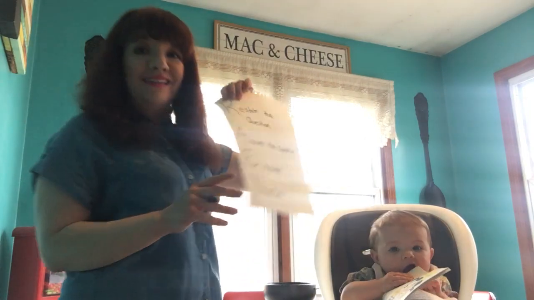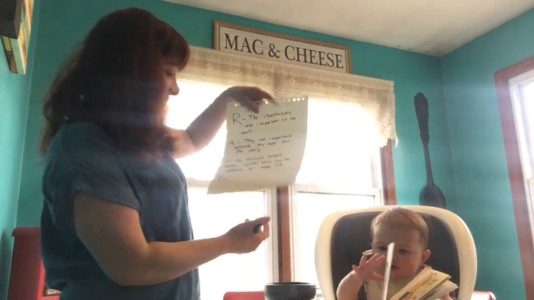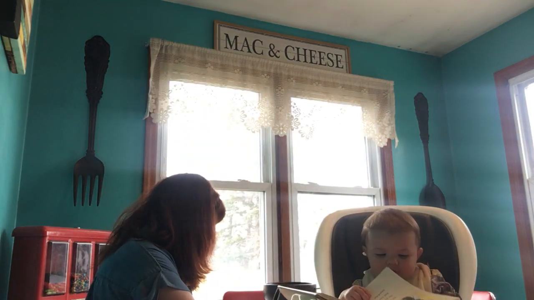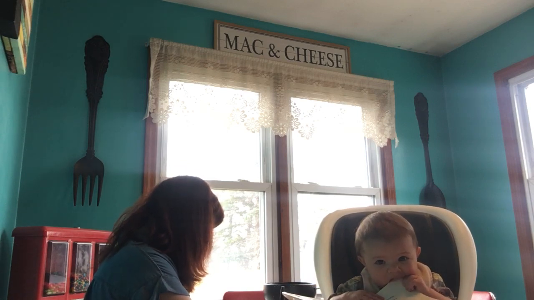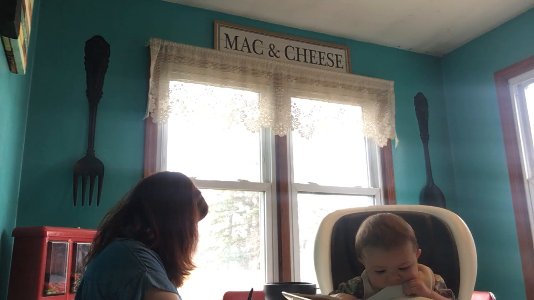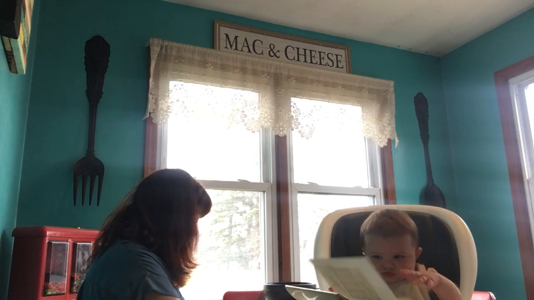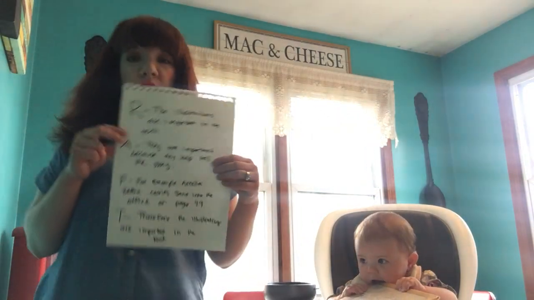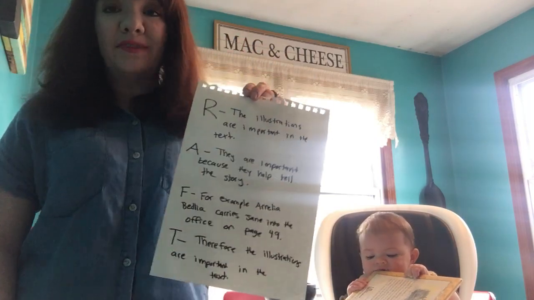The last step is therefore. Now when we're writing therefore, we're just kind of wrapping it up. We're taking that beginning restate and putting it here at the bottom. So, therefore, the illustrations are important in the text. Therefore, the illustrations are important in the text because they help tell the story.